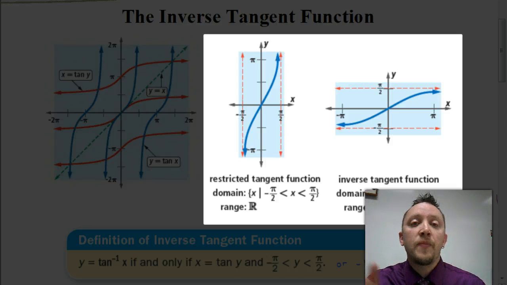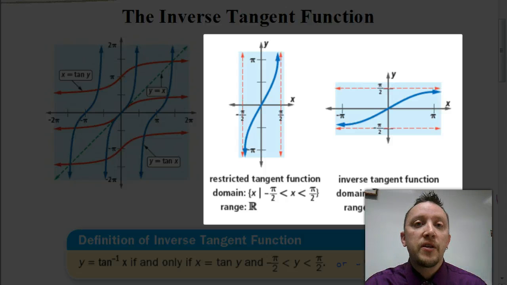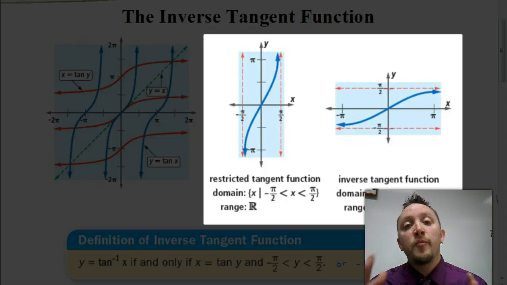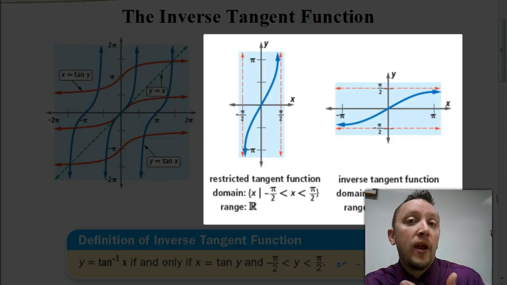If we restrict the domain to be from negative pi over 2 to pi over 2, or from negative 90 degrees to 90 degrees, then its inverse is a function. That's what's being shown here in the middle graph, and the inverse of that is what's above me here. Again, the domain and range flip. What would have been the domain, going from negative pi over 2 to pi over 2, is now going to be the range for the inverse.